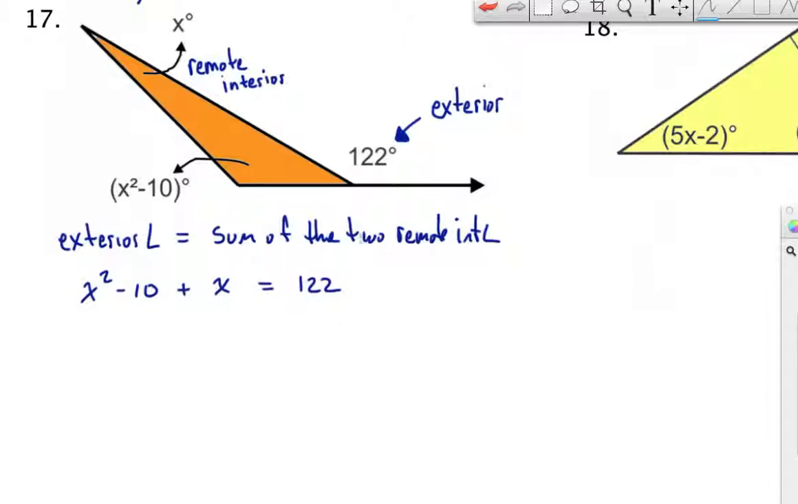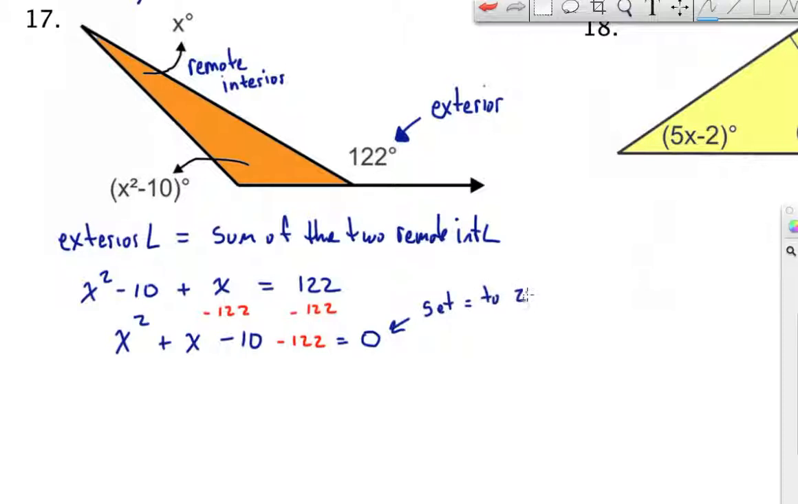What do I do now? You get 2x squared. Can I add x squared and x? So let's write this. X squared plus x minus 10. What can I do with the 122 here? Let's bring it over to the left. So let's subtract it and set it equal to 0. Look, I've got everything set equal to 0.